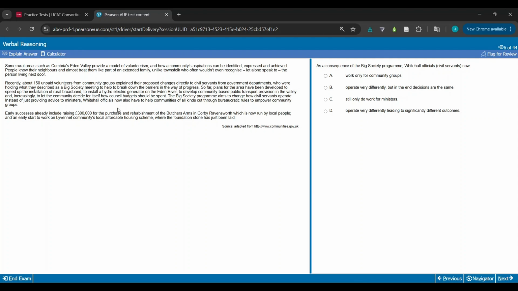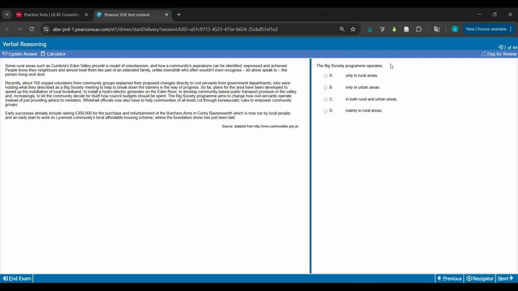Okay, so yeah, I can see that. Instead of just providing advice to ministers, they now also have to help communities of all kinds cut through bureaucratic rules to empower community groups. Okay, so it's going to be one of B or D. Here, to empower community groups, instead of just providing advice to ministers, now they have to do something else as well. So, significantly different outcomes. I'd probably say D is the answer.